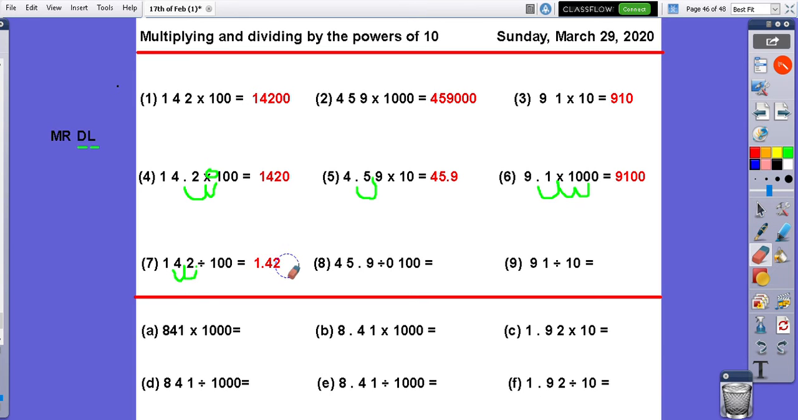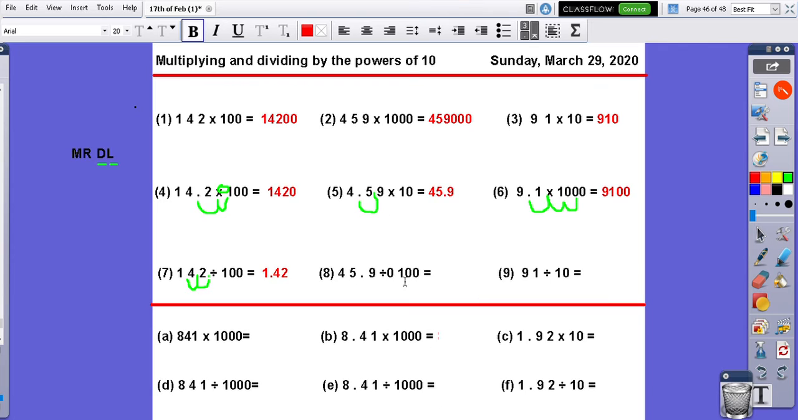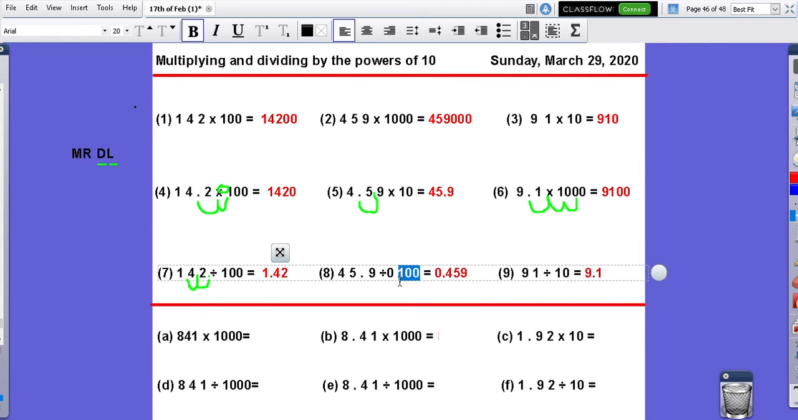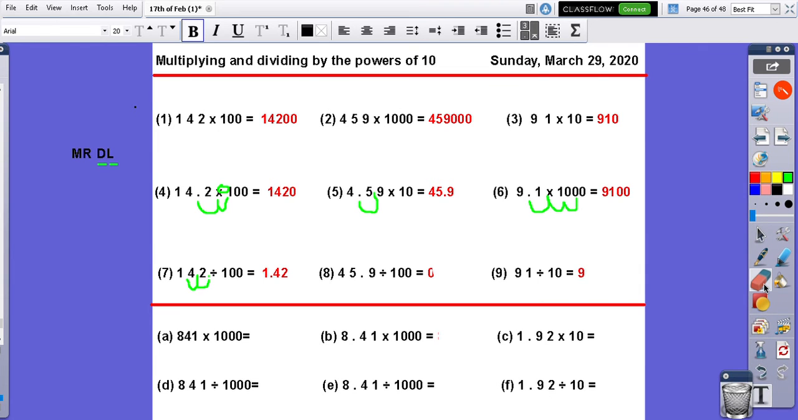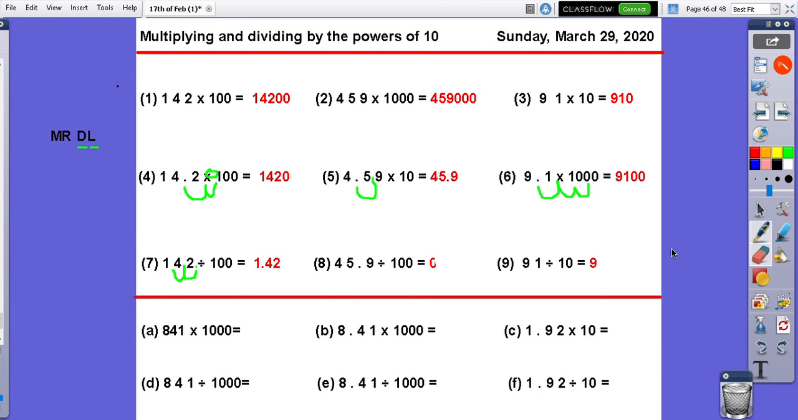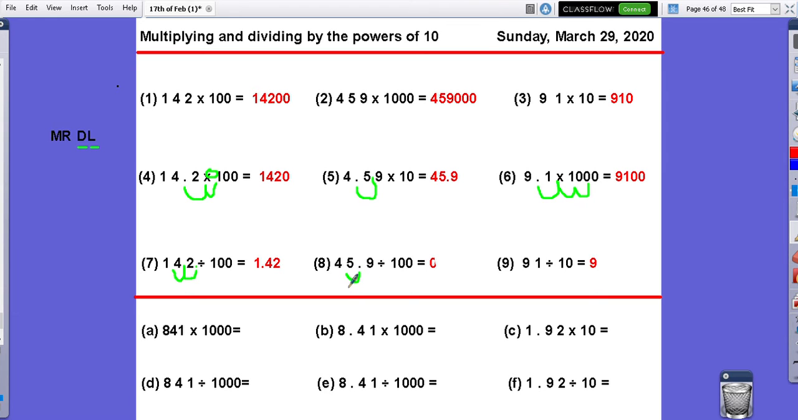1.42 is going to be your answer. Question 8, 45.9 divided by 100. Dividing by 100 is going to be moving the decimal point here 2 digits to the left, because it's division, so the decimal point moves here.